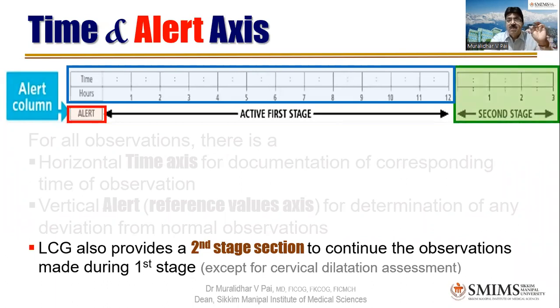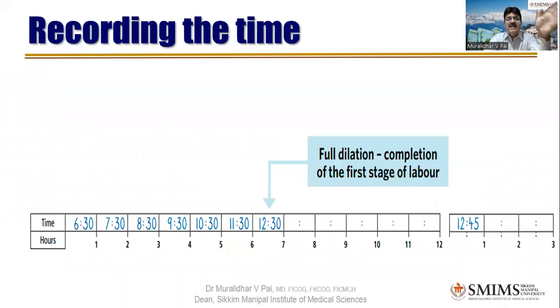So you have a blue box, which is the horizontal timeline. You have a red box, which tells you about the alerts. That's why I've color coded them also. And you have a green one for when the baby is going to come out. It has got the green signal and it's going to come out. So 12 hours, 3 hours, and these are the alerts. So let us look at how to record that.